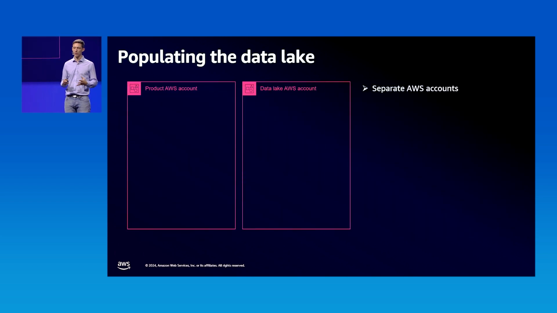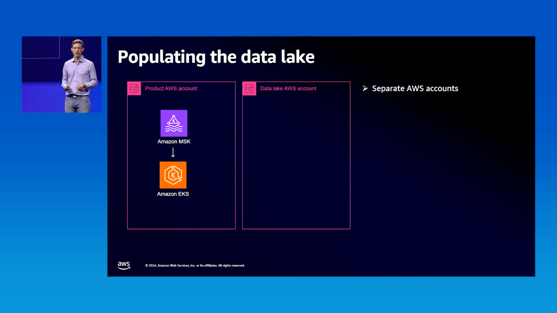So we started by creating a separate set of AWS accounts. So we have a dev, staging, and prod account for the data lake alongside the corresponding accounts for the product platform. This is a best practice to optimize infrastructure deployment and data governance concerns.